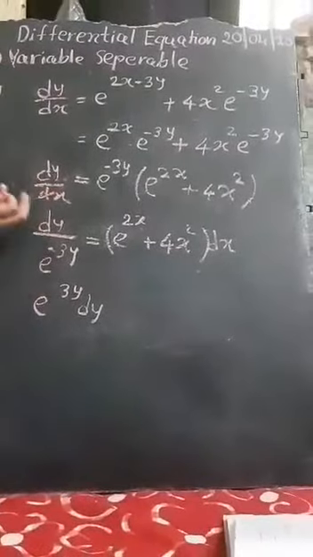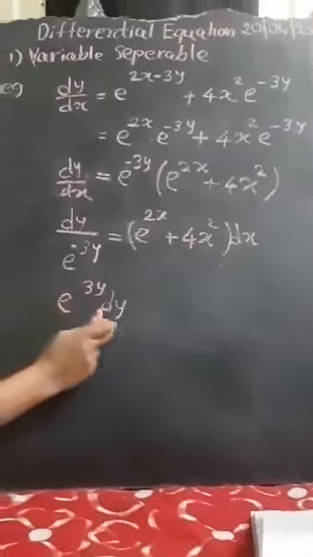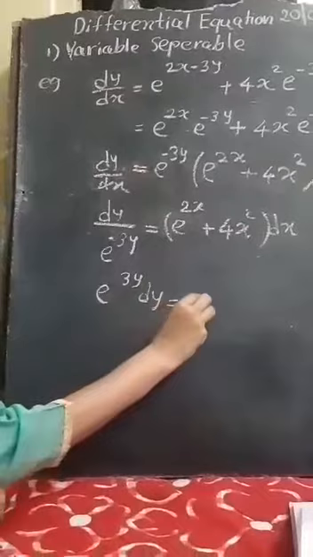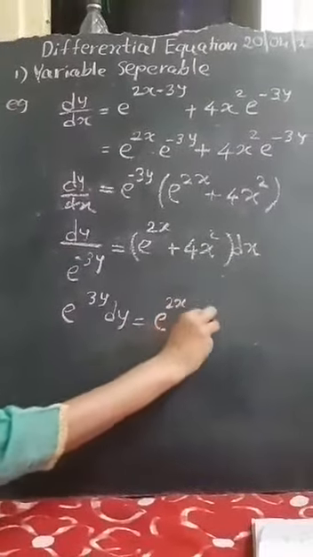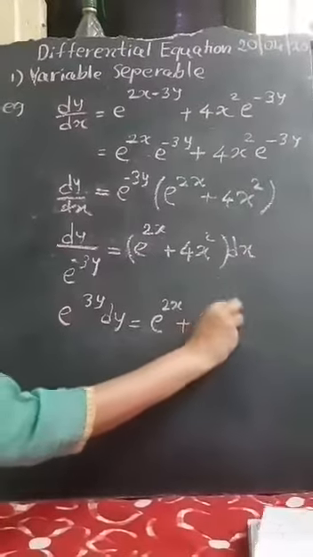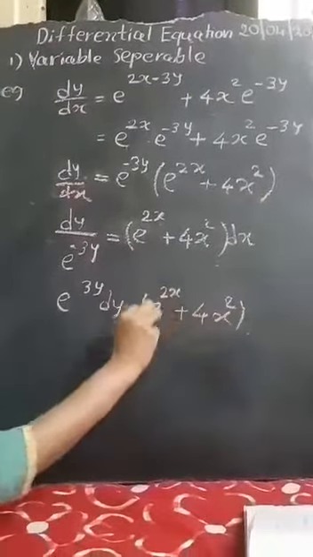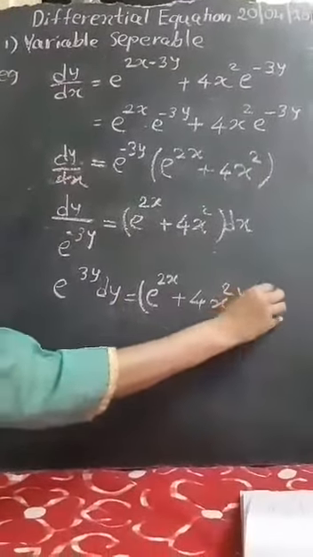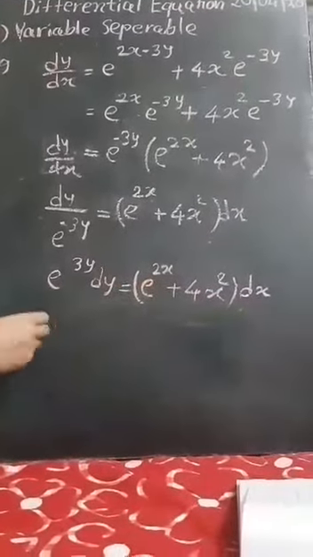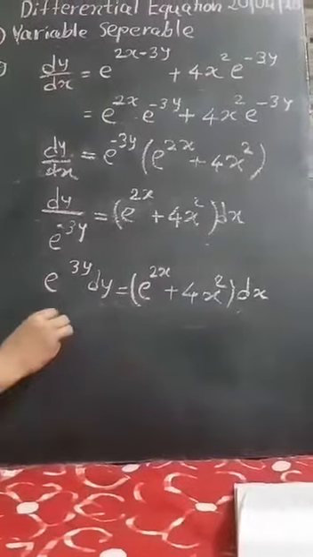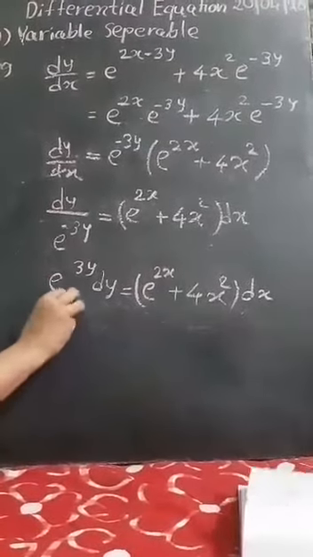If I take it in the numerator, it will be e raised to 3y dy is equal to e raised to 2x plus 4x square dx. Now what I can do is, this is variable separable, I can integrate and I'll get the answer. So what is the answer of integration?